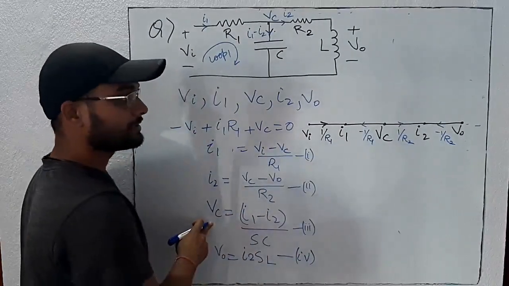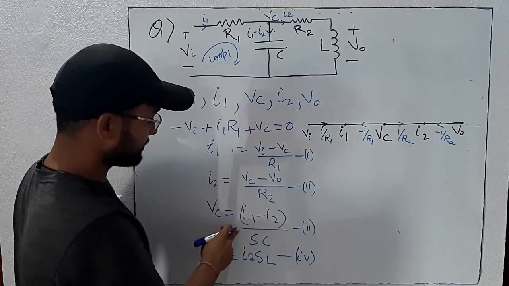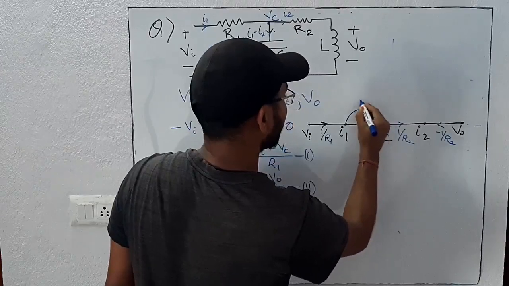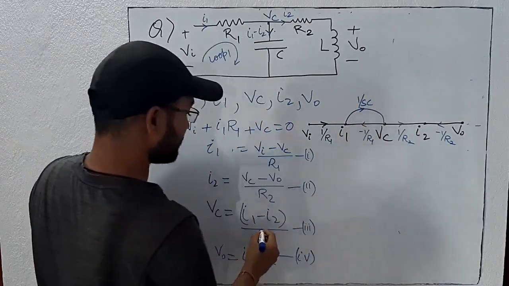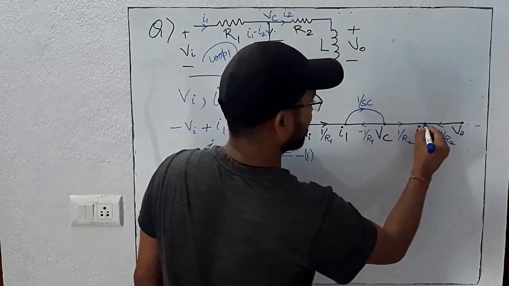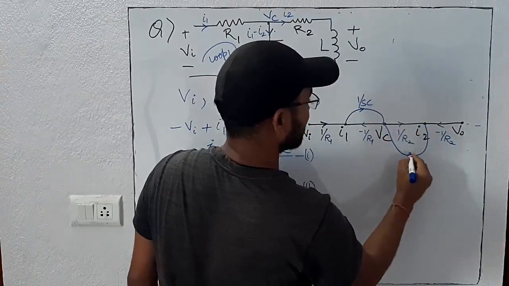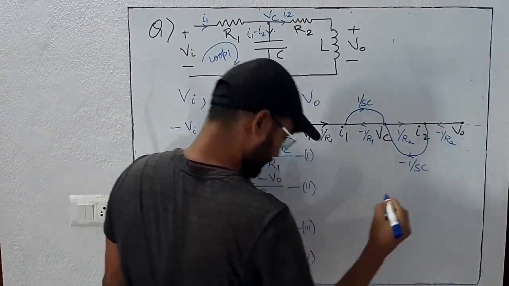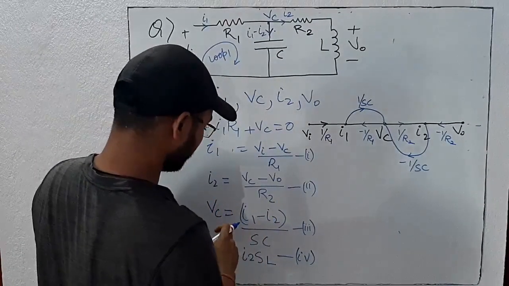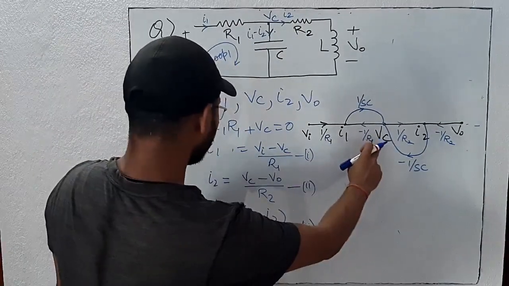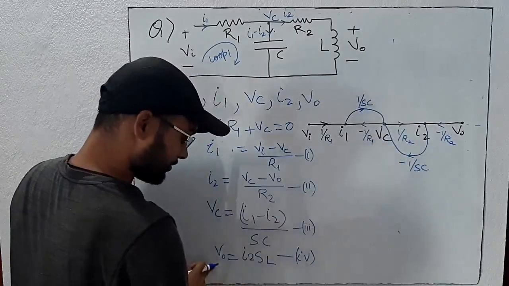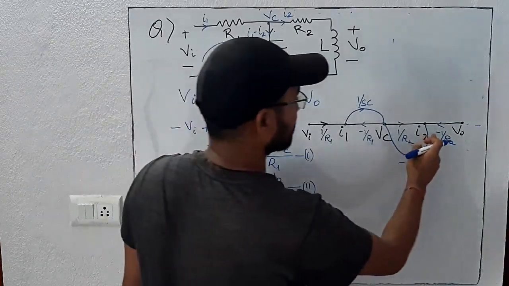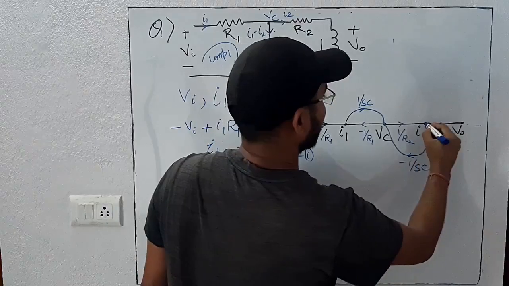Now for equation 3, for Vc we will write I1 by Sc. So from here it will come 1 by Sc and minus I2 by Sc. One loop will come like this, that will be minus 1 by Sc. So we have done it for the Vc also. Now for V0, we will write V0 is equal to I2 SL.